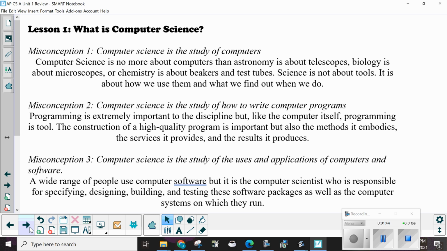Misconception 3. Computer science is the study of the uses and applications of computers and software. A wide range of people use computer software, but it is the computer scientist who is responsible for specifying, designing, building, and testing these software packages, as well as the computer systems on which they run.